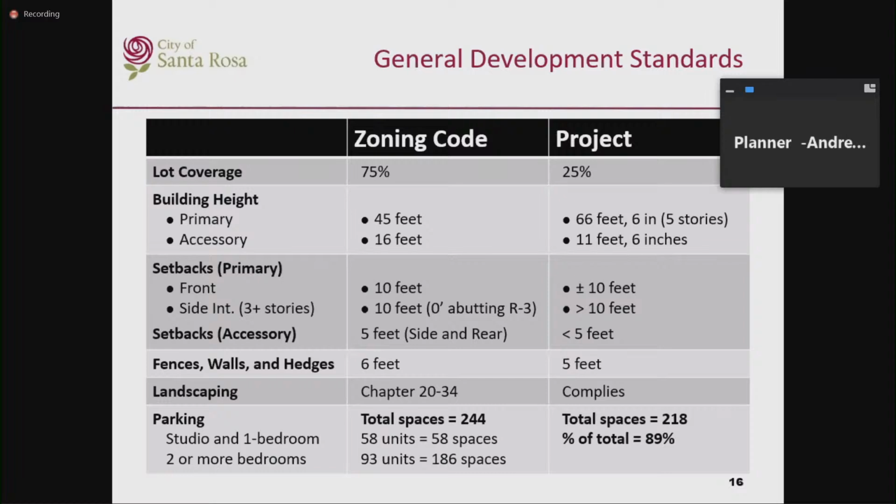And as for parking, the total number of spaces required by the zoning code is 244 spaces. Because this is an affordable multifamily project, those spaces do not have to be covered. This project is proposing a total of 218 spaces, the majority of which would be covered by the solar carport canopies. The project does achieve 89% of the required parking. While this could be allowed and approved through the minor design review process, the applicant has chosen to apply a concession to the parking standards as well to allow the project to move forward with 218 parking spaces.